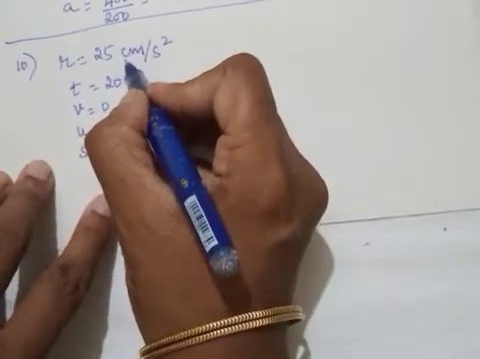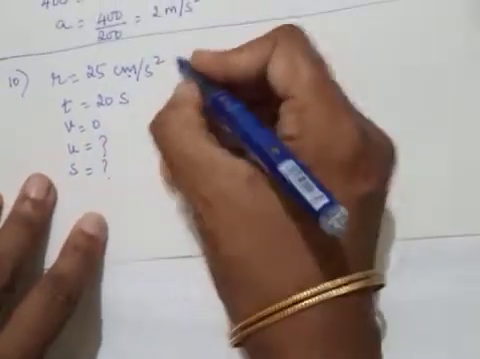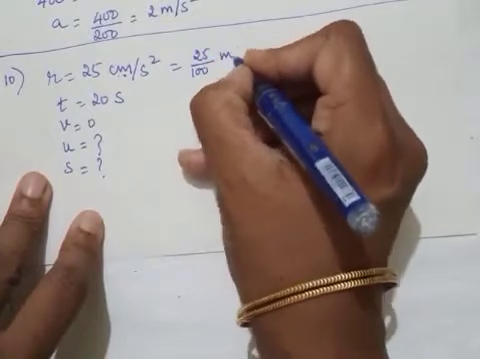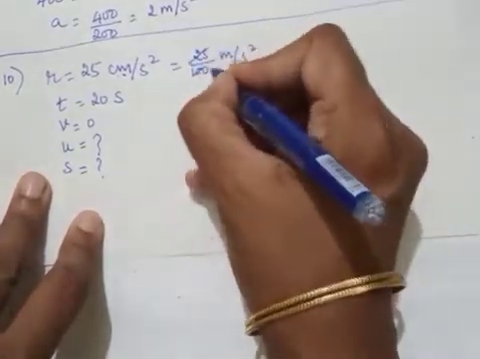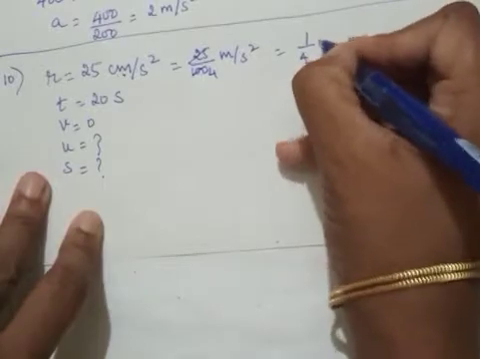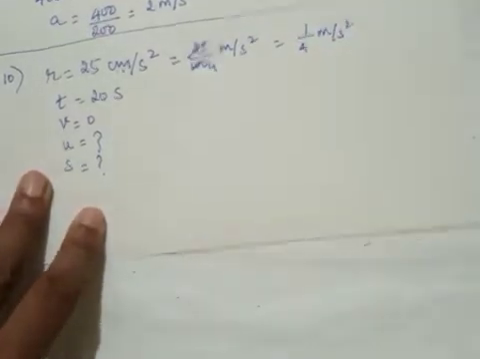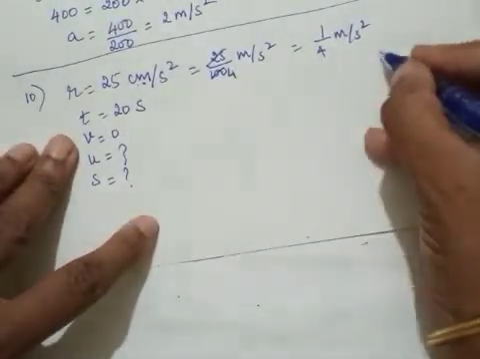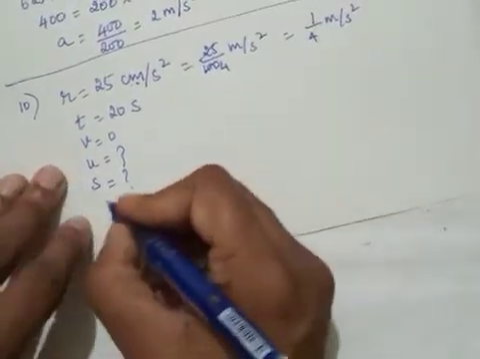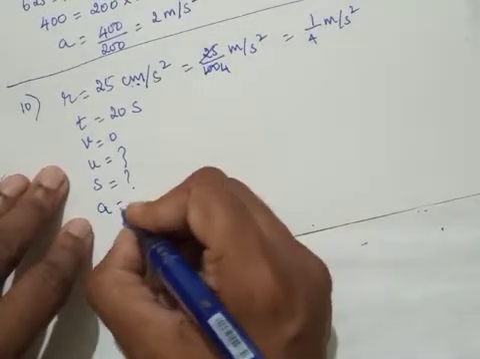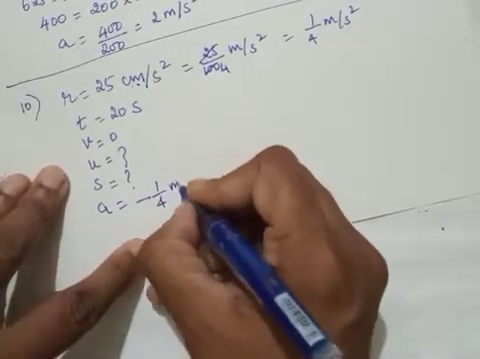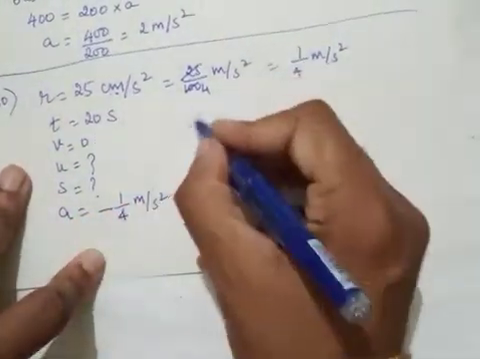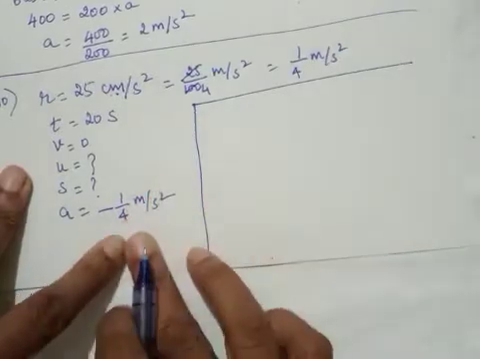So as I told you, if anything is given in centimeter, you have to first convert into meter. For that, what you have to do? Divide by 100, meter per second square. So it will be 1 by 4. So keep it as 1 by 4 meter per second square. Okay, so this is retardation, but in our formula, we have to use acceleration. So what is our acceleration? Retardation is 1 by 4, so acceleration is minus 1 by 4 meter per second square.